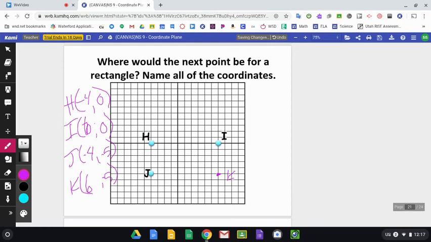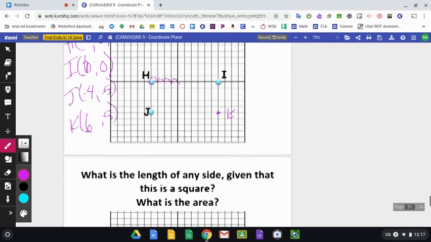Check yourself, see how you did. Remember, if you struggled with the ordered pair, start at the origin, go left or right first, 1, 2, 3, 4, and then go up or down. And I didn't have to go up or down, so it's 0.